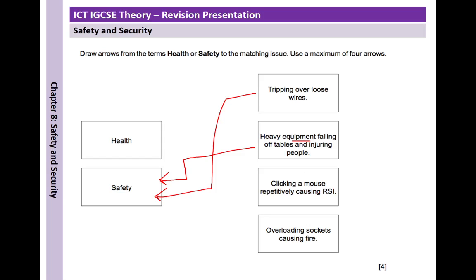Clicking on a mouse repeatedly causes RSI, and we mentioned it can happen to the wrist or to the fingers, and this is a health issue. Overloading sockets causes fires, and we mentioned that this is a safety issue. Okay.